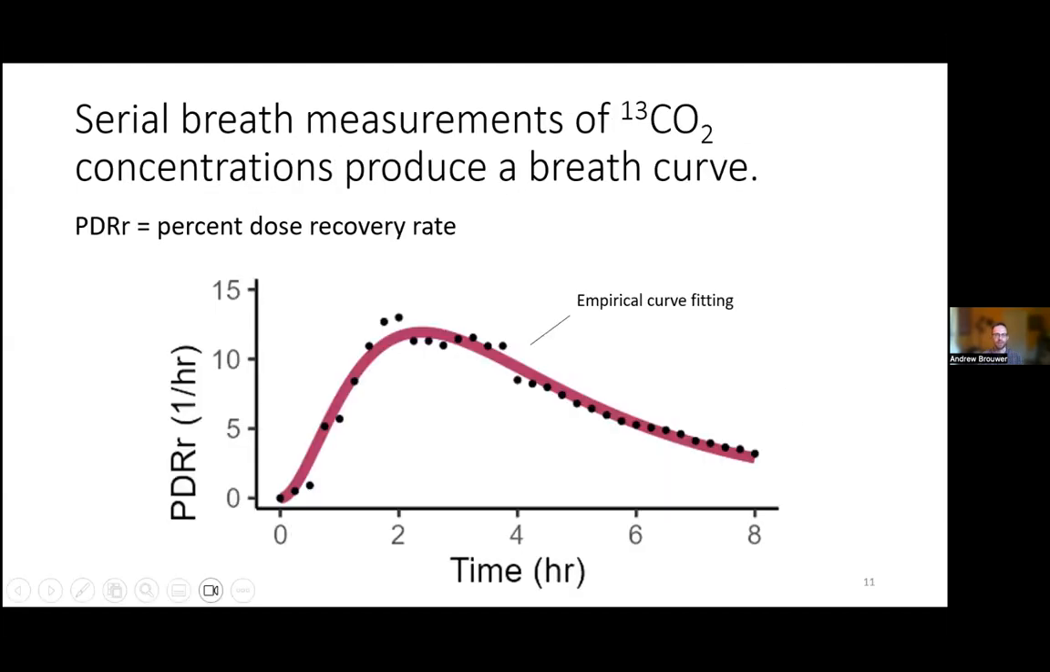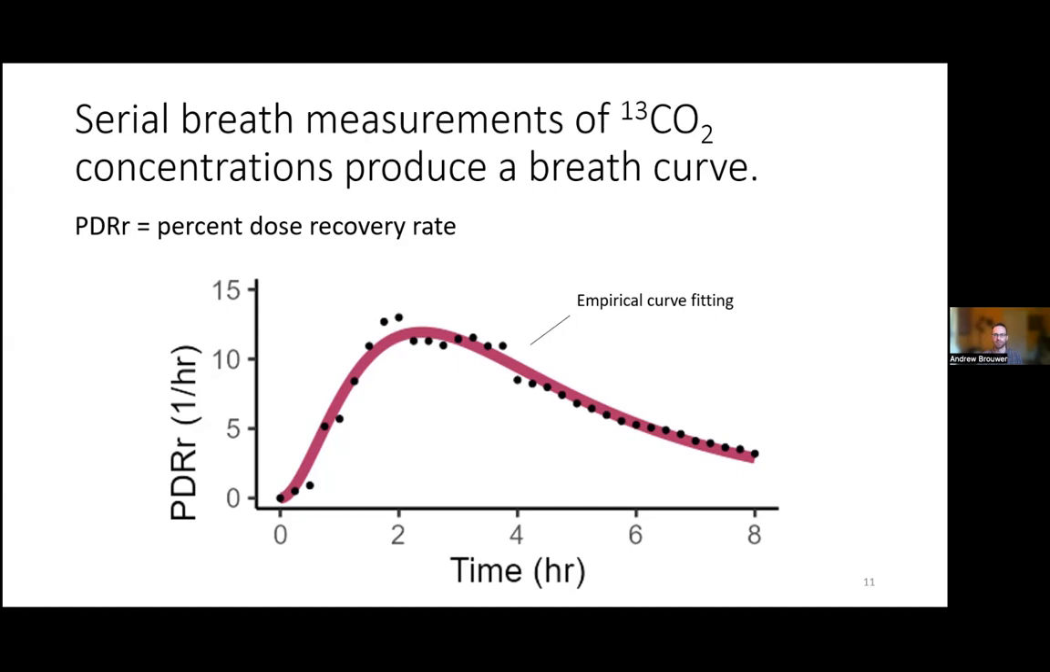The question, though, is what do we do with the outcome data? If you are doing this test, you get serial measurements of carbon-13 carbon dioxide, and these produce what we call a breath curve. For all practical purposes, we're not going to worry too much about how we get from the actual concentrations in the data. What we're actually going to work with is something called the percent dose recovery rate. So what fraction of the dose that you gave is being recovered instantaneously at any point in time.